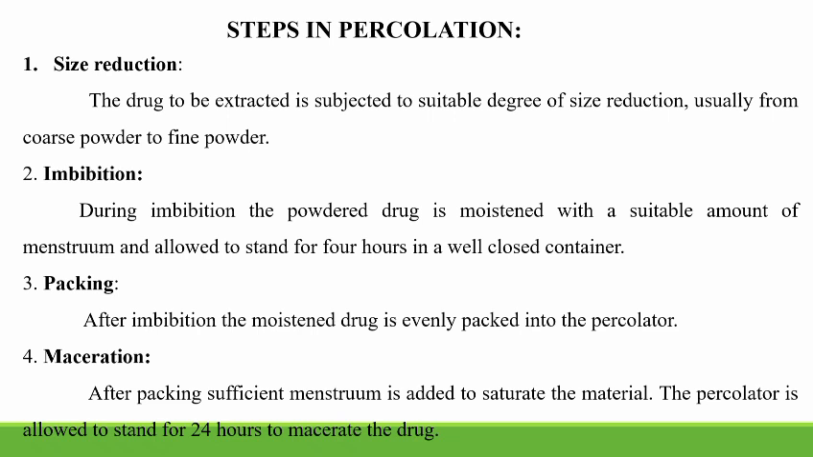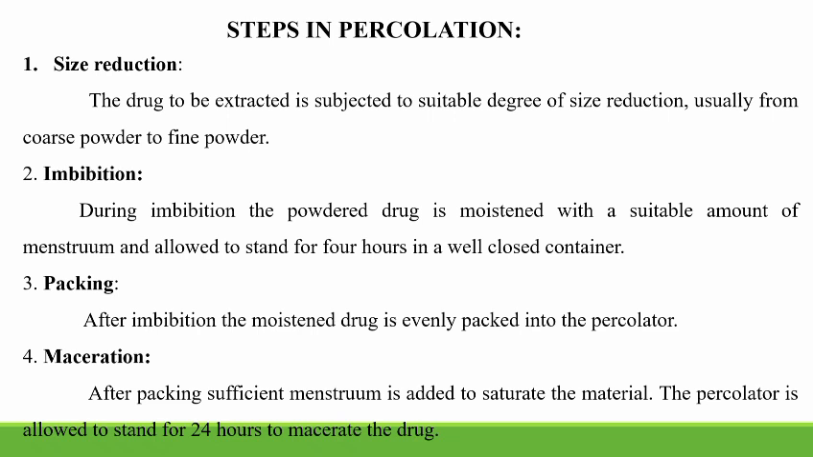During imbibition, our powdered drug is moistened with a suitable amount of whichever menstruum we are using, and it has to stand for a few hours in a well-closed container. So first is size reduction, the next is imbibition, and the next is packing. After the imbibition, the moistened drug is packed into the percolator.